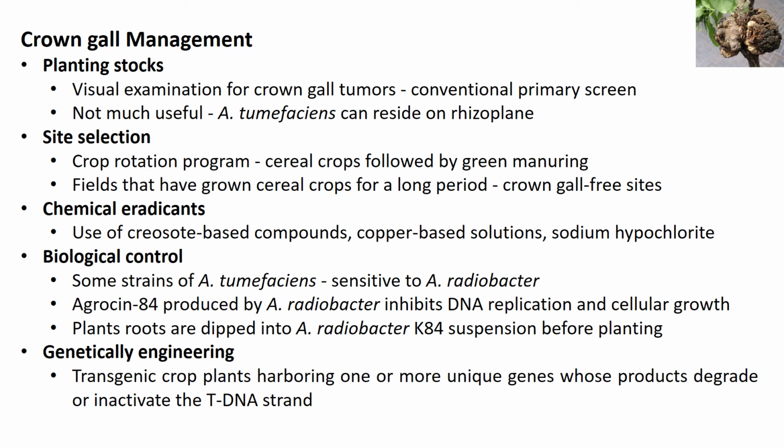Another approach is in the site selection. A crop rotation program helps in the management of crown gall. Crop rotation programs having cereal crops followed by green manuring help to prevent the disease spread. Fields that have grown cereal crops for a long period are generally crown gall free sites.